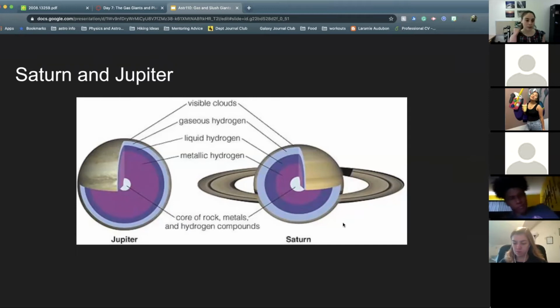So Jupiter's around 300 times as massive as the Earth. And the core of Jupiter is about 10 to 50 times the mass of the Earth. So even just the center core part of Jupiter is more massive than the Earth. But that's a pretty big range. You might notice 10 to 50 times, that's a wide range of possible masses for this core of Jupiter. And that's because we don't really know a ton about what's happening inside of these gas giants. Same with the slush giants.